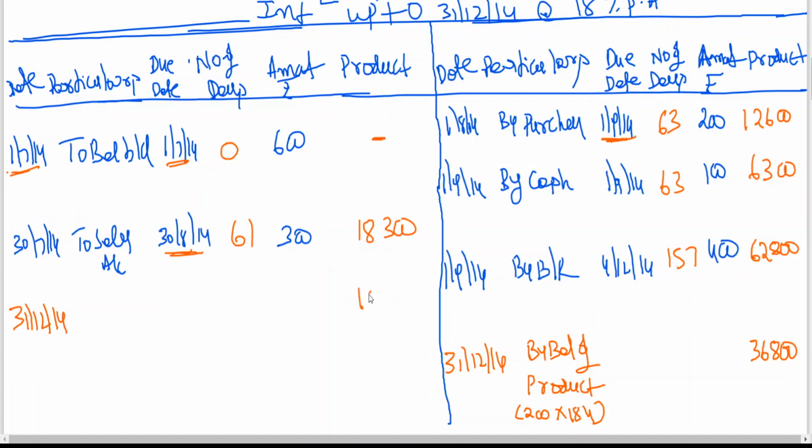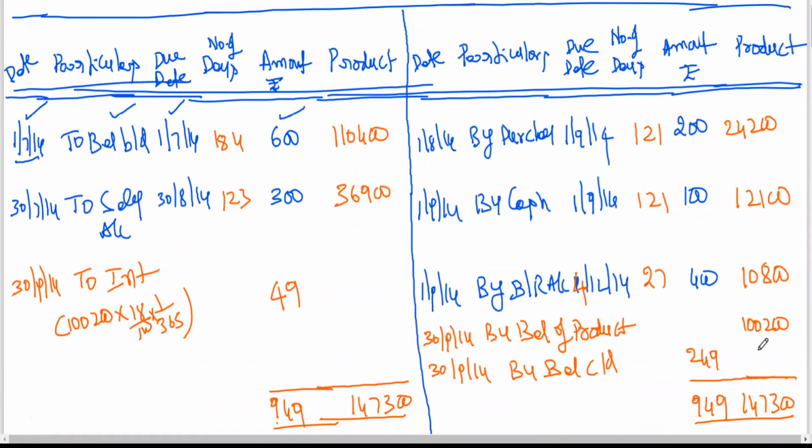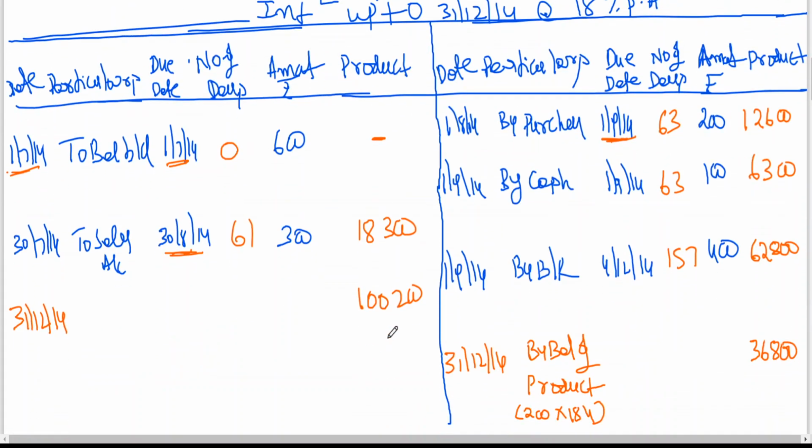Now, we got the same product as we got here under which method? Which method? Tell me. Balance of product forward method. But the difference is that you are having this amount on the other side. So here you write to balance of product.